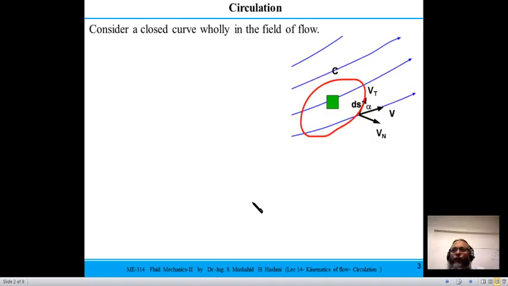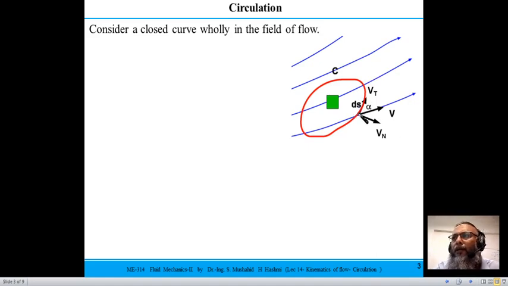Okay, let's start with what circulation actually is. Just think of a closed curve. You have a flow field, and the blue lines represent the streamlines. At a given point, V is the velocity vector, and this velocity vector has two components. One component is the tangential component, and the other one is the normal component.